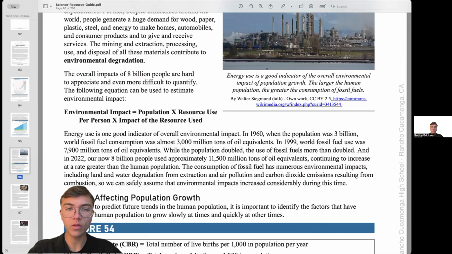So we can then see in 2022 with 8 billion people, we're at 11,500 million tons of oil equivalents. And so we're even more, but not quite doubling per person, just more than doubling for the different rates.